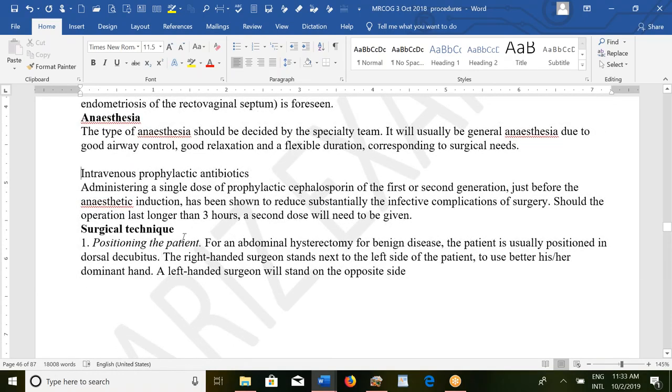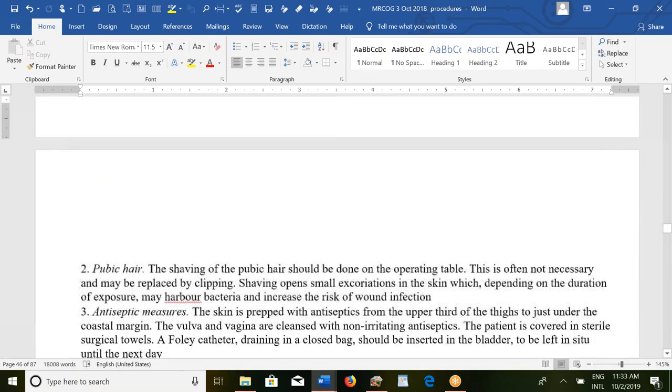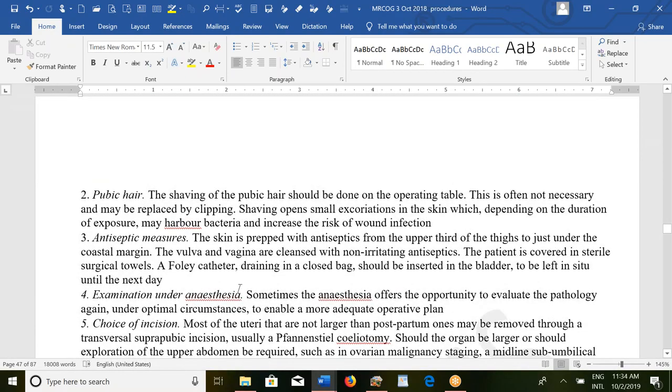Regarding the surgical technique, the first point is how your patient should be positioned. For an abdominal hysterectomy for benign disease, the patient is usually positioned in dorsal decubitus. She is lying on her back. The right-handed surgeon should stand next to the left side of the patient to better use his or her dominant hand. A left-handed person will stand on the opposite side. So it depends on how they like to carry out the surgery, from which side of the patient.